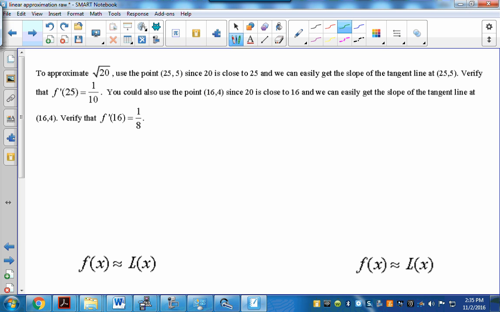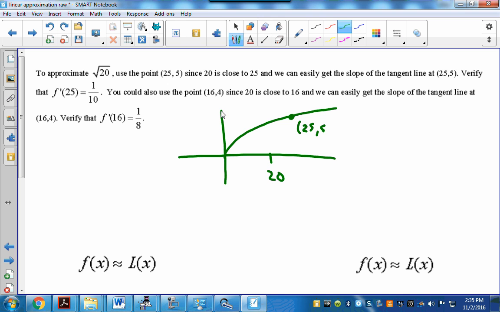Square root of 20. You've got a couple ways you can do it. One of the problems with the square root of 20 is that there's not a nice point real close to it. Here's 20. We have a point over here that we know, which is (25, 5). And we have a point over here that we know, which is (16, 4). And we're trying to figure out the point on the curve at 20. That's the number we want.